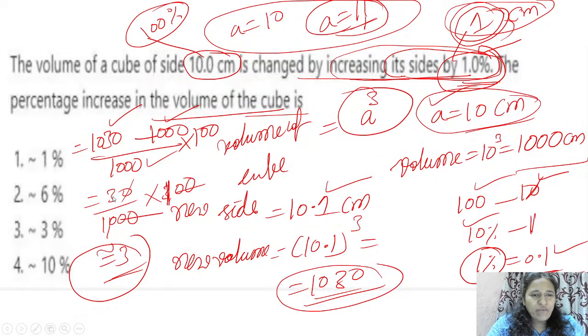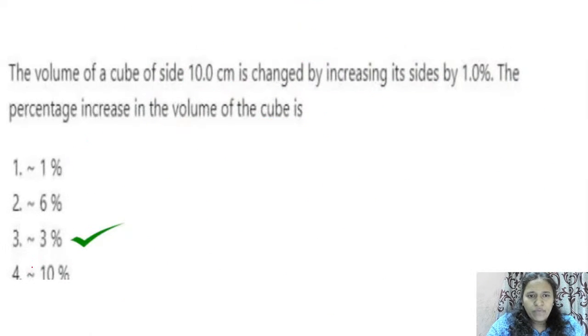The percentage increase formula you all know, I think. What does percentage increase mean? Final value minus initial value divided by the initial value into 100. That is the formula for the percentage. Please remember that it will help in so many DI questions also. This is the correct answer.